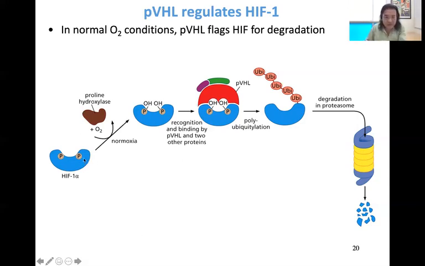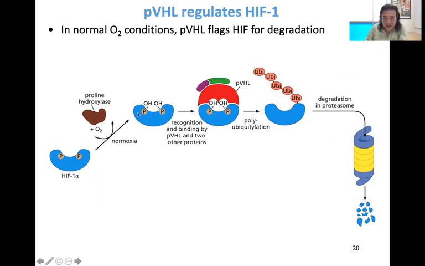So this HIF1, if there are normal levels of oxygen available for the cell, so under normoxic conditions, it's kind of a funny word, right? There is a protein called proline hydroxylase. These are not phosphate groups, sorry. These are proline residues, right? The proline hydroxylase takes oxygen and puts these hydroxyl groups on these prolines here.